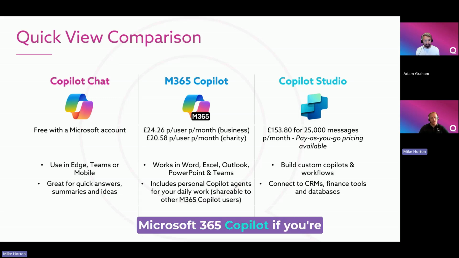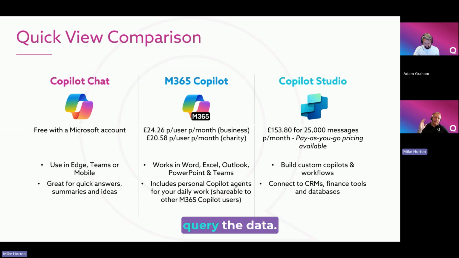Microsoft 365 Copilot, if you're looking to start developing, particularly if you're developing agents, if you want to start querying your internal data, this is the one to have. You've got some prices in there as well. There's a bit of a discount for charities on there, which is really good. And then Copilot Studio, as Adam mentioned, you can buy a 25,000 message pack. So it means you don't have to license everybody in your organization with a Copilot license, but you can still share agents to them and have them query the data.